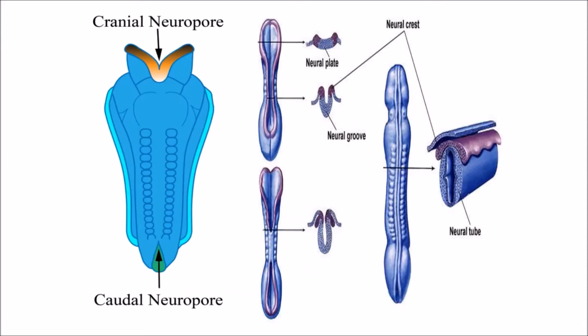At the fourth week of gestation, after the formation of the neural tube, we will have two openings. One opening will be the cranial neuropore that will close at the 24th day of gestation, and there will be a caudal neuropore that will close at the 28th day of gestation.